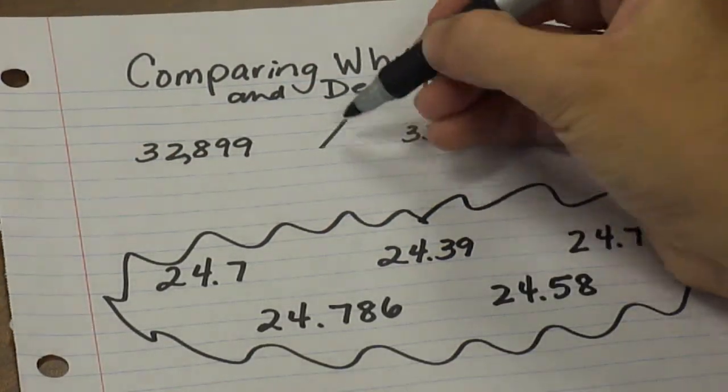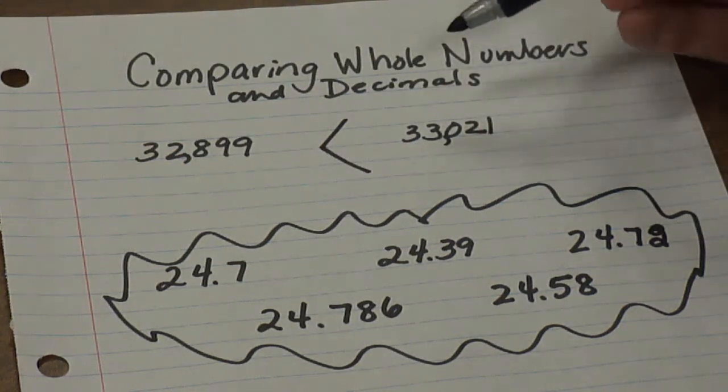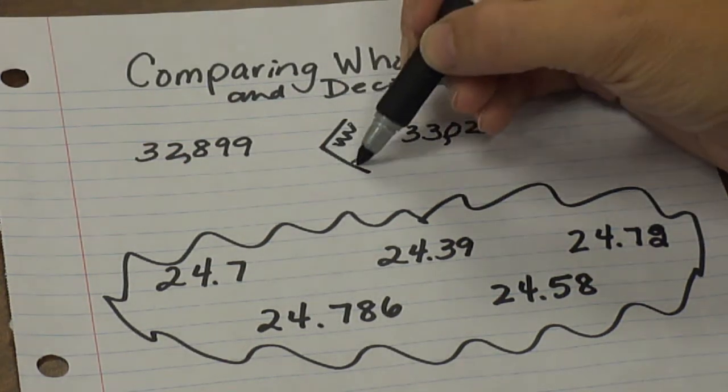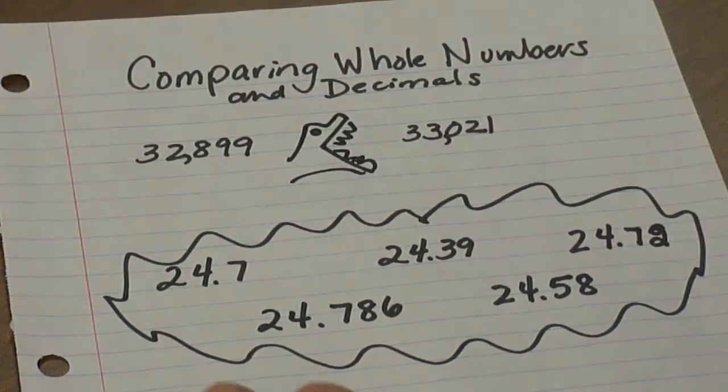So I use the symbol like this. This number is less than this number. We can think of this as an alligator eating the bigger number. It always likes the bigger number.